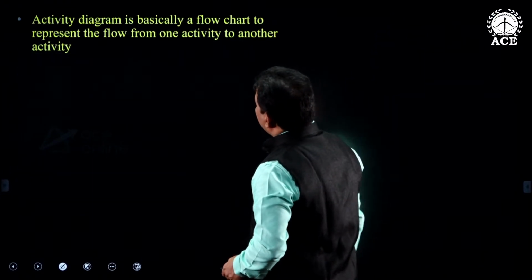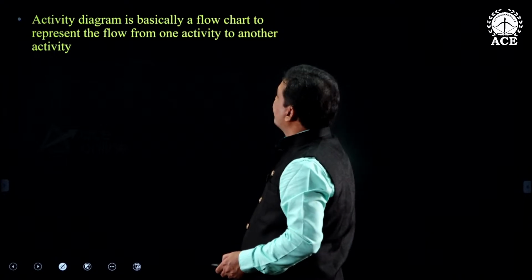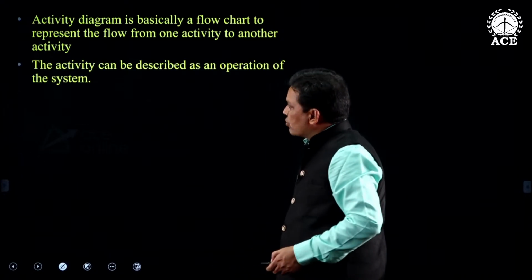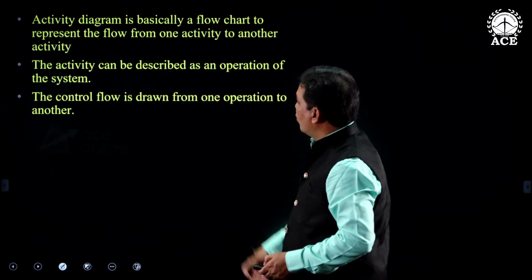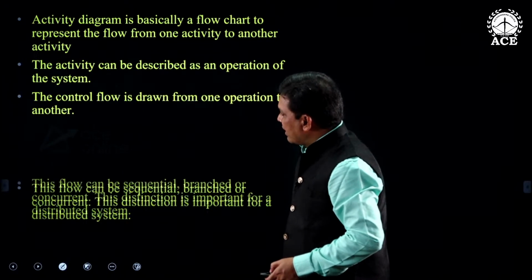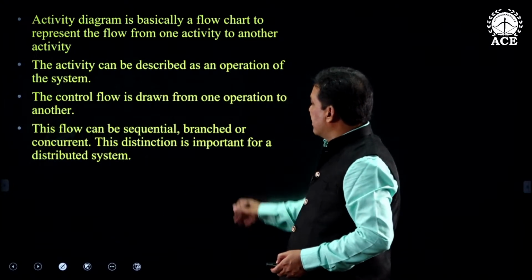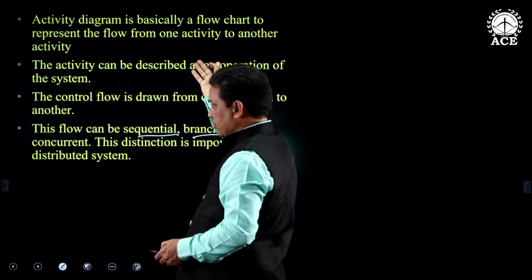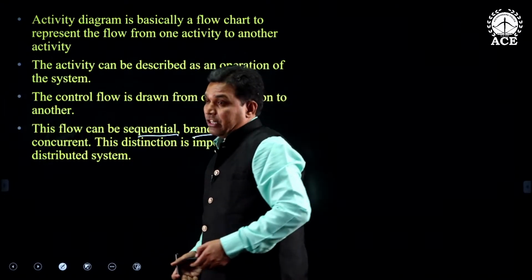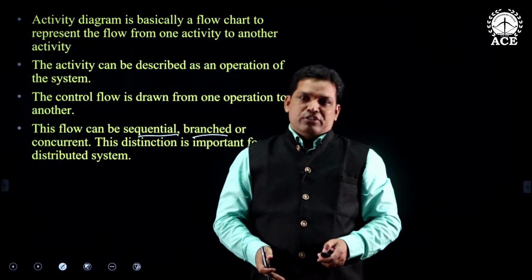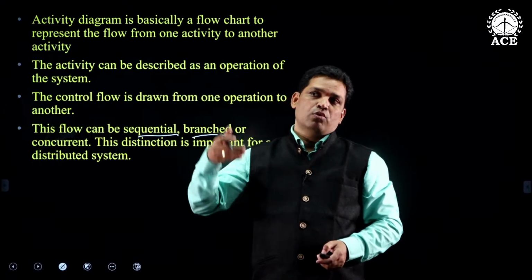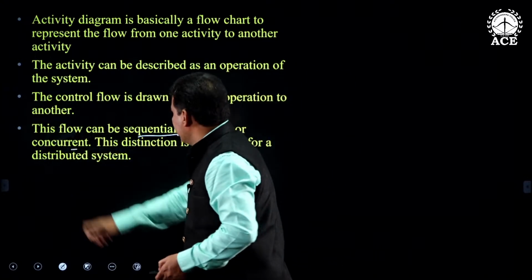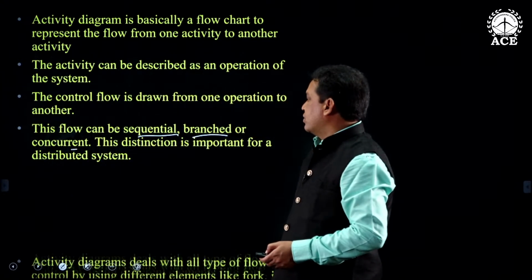An activity diagram is basically a flow chart to represent the flow from one activity to another activity. The activity can be described as an operation of the system. The control flow is drawn from one operation to another. This flow can be sequential, as we just discussed, or branched, meaning some conditions. The decision has two branches: if the condition is true, follow the true path; if false, follow the false path. That is branched or concurrent. This distinction is important for distributed systems.